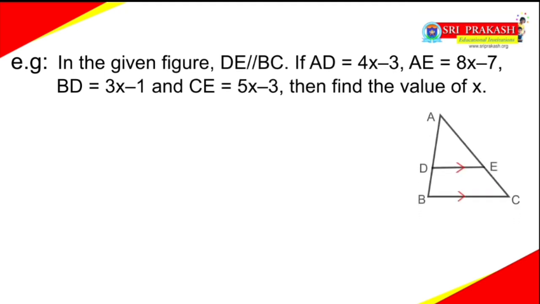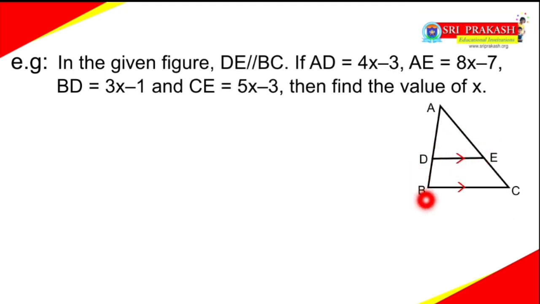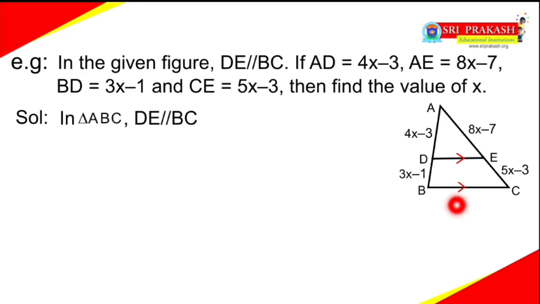Next, in the given figure, DE is parallel to BC if AD is equal to 4x minus 3, AE is equal to 8x minus 7, BD is equal to 3x minus 1 and CE is equal to 5x minus 3. Then find the value of x. Let us start. Children, according to the problem, in triangle ABC, DE is parallel to BC.